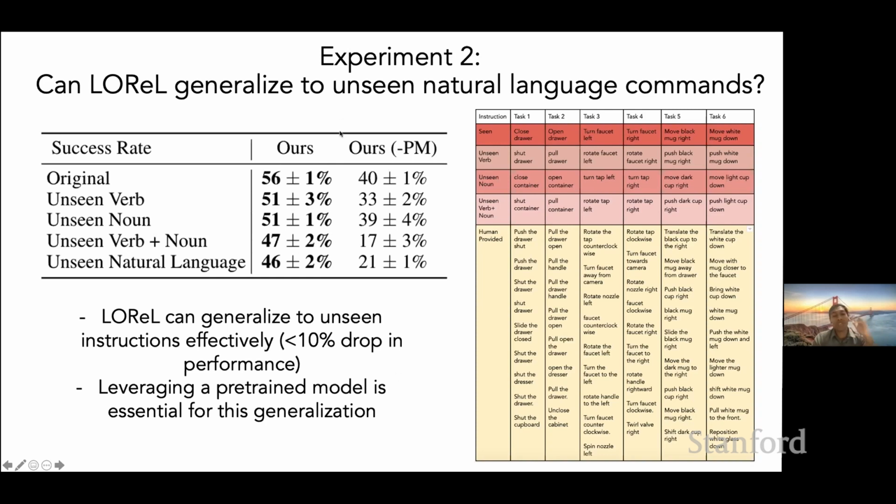And using a pre-trained language model is critical for this. If we don't use a pre-trained language model, performance across the board is worse, even on the seen instructions, and performance degrades a lot more when you're giving unseen instructions. So the pre-trained model is pretty important for this.